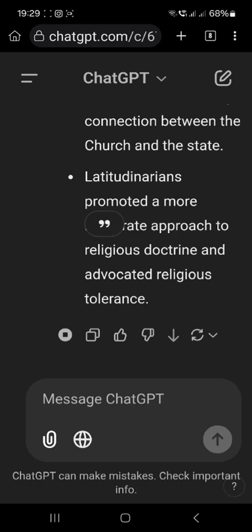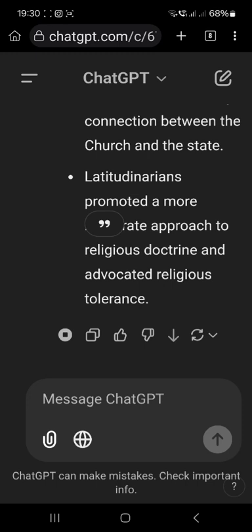Number 4. Invitation to William of Orange. A group of influential English politicians, known as the Immortal Seven, invited William of Orange, a Protestant Dutch prince and husband of King James II's Protestant daughter Mary, to intervene and protect English liberties.